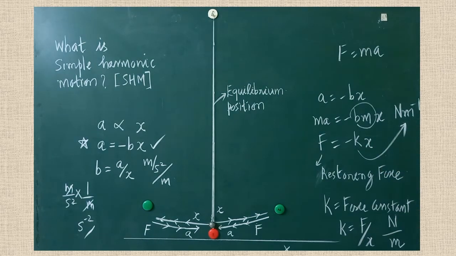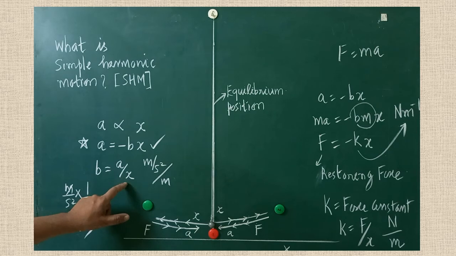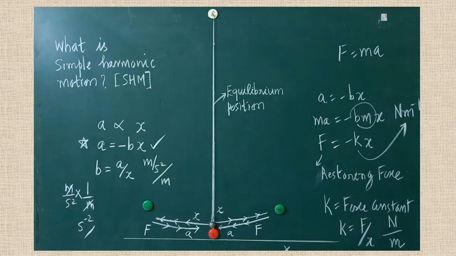Are you clear? So we have learned two constants. One is called b. What is b here? This is a by x, acceleration per unit displacement. Its unit is second power of minus 2. Here, from the formula F is equal to minus kx, we have got the unit of force constant. Its unit is Newton meter inverse.